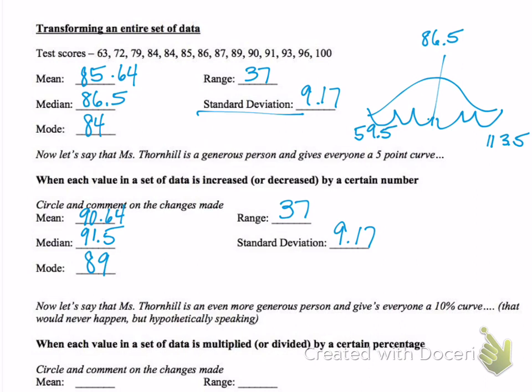What happened to my mean, median, and mode? They all added plus 5. What happened to my range and my standard deviation? The same. So let's think about that.